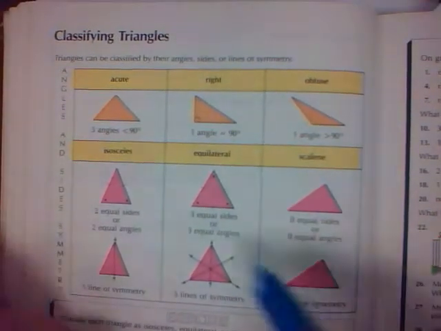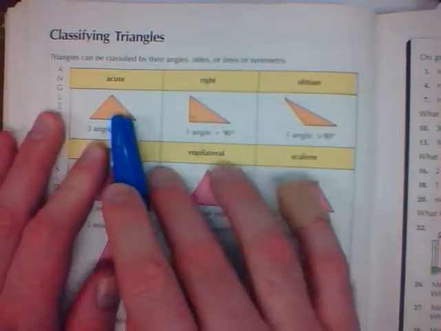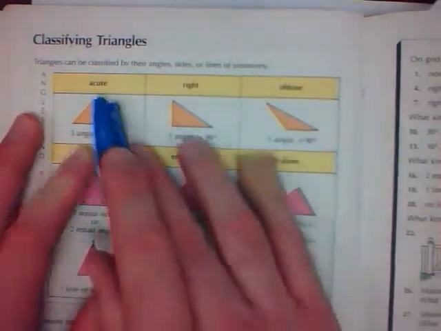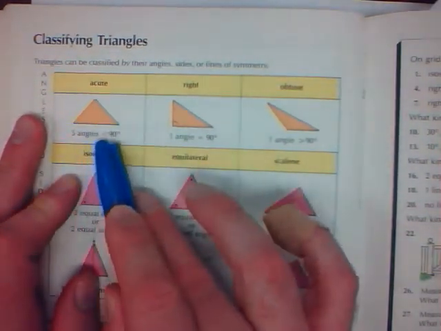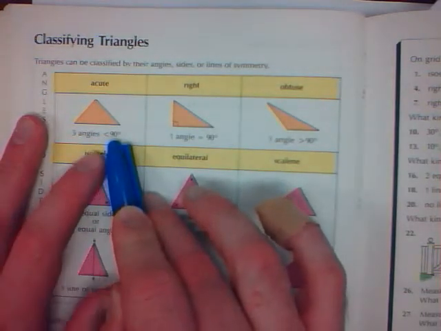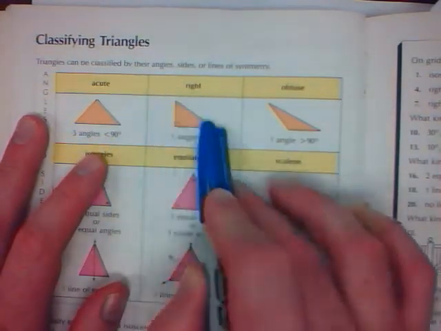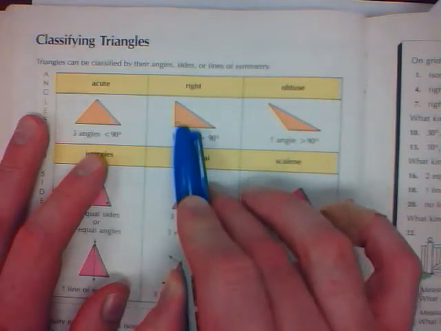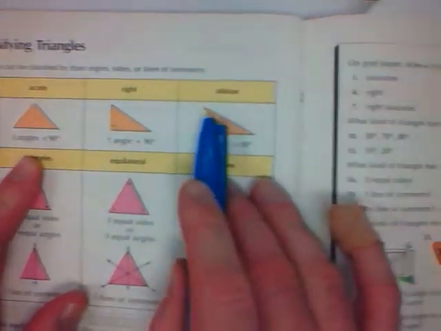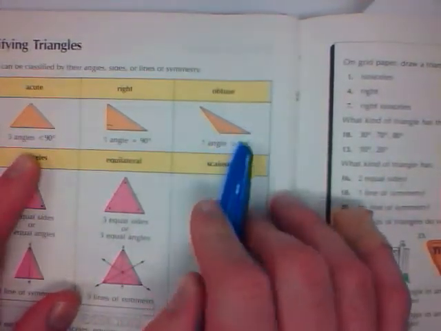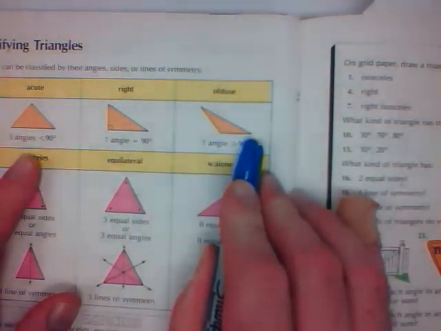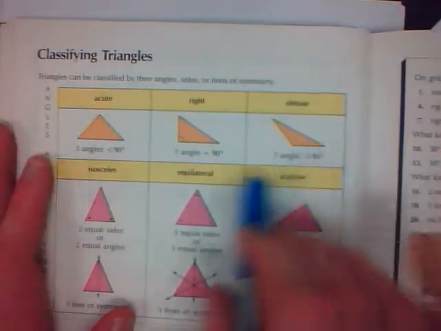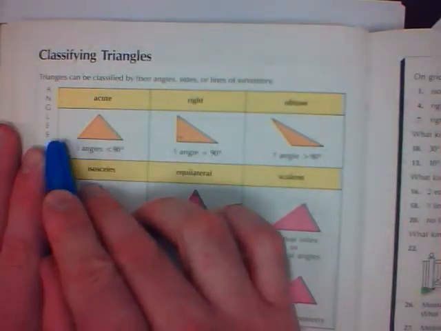Now, if you look at the top here, these are actually something similar to what we've learned before. We have the acute. Any triangle in which all three angles are less than 90 degrees. The right triangle in which a single angle is 90 degrees. And then we have the obtuse, or big fat triangle, in which a single angle is greater than 90 degrees. This is the classification due to angles.